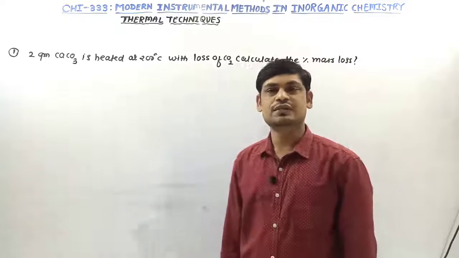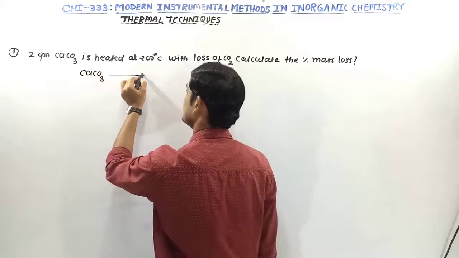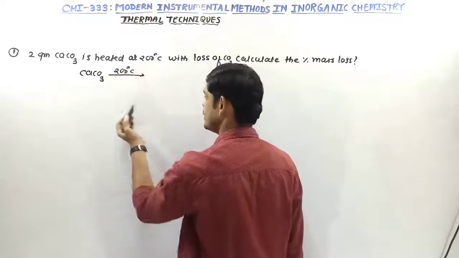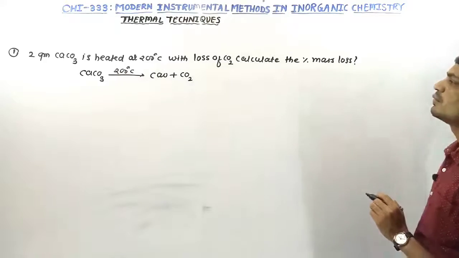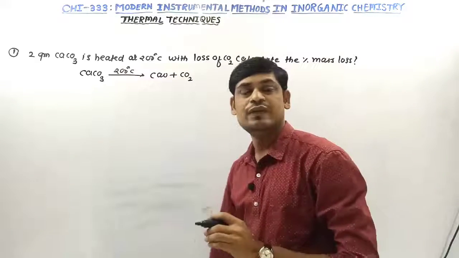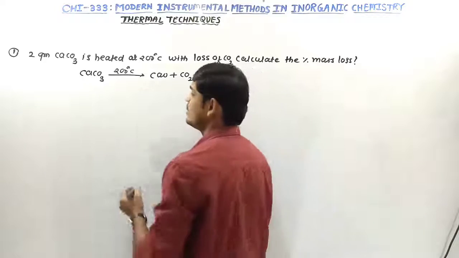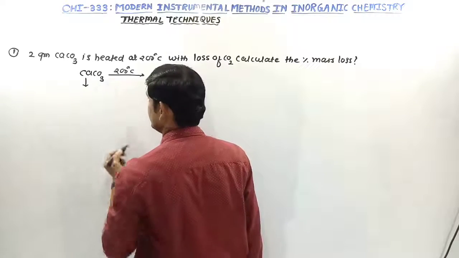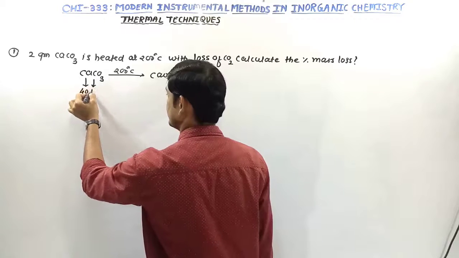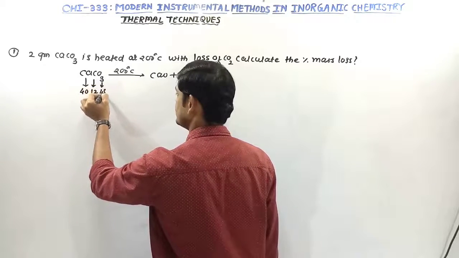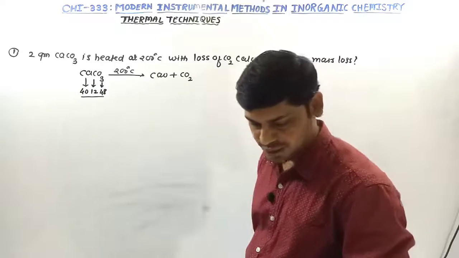First of all, we will write the equation for this decomposition. Calcium carbonate, CaCO3, upon heating at 200 degrees Celsius, decomposes to give calcium oxide plus carbon dioxide. Here we have to find the percent mass loss. First we will find the mass loss and then calculate the percent loss of mass. So we write the molecular formula of calcium carbonate: calcium 40, carbon 12, and 48 for oxygen. Combining all three, we get a molecular mass of 128 gram.